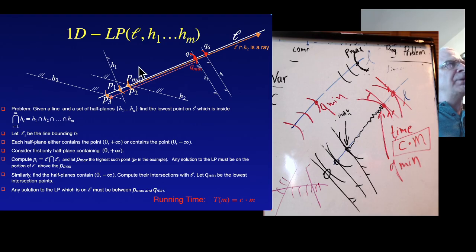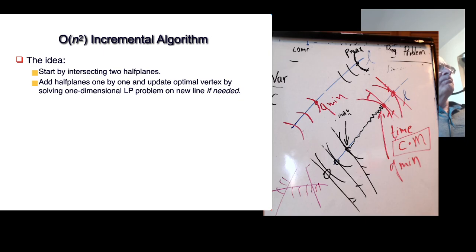Okay. P max, Q min. P max tells you I'm on a ray that's going upward. Q min tells you I'm on a ray that points downward. And the intersection of these two rays is all you need to know. So let's start with an n-squared time incremental algorithm. Incremental here will mean that I'll start with two half planes and add another one and add another one and another one, and notice how my solution changes as I'm adding more and more half planes. And I'm only talking about the two-dimensional problem at the moment.